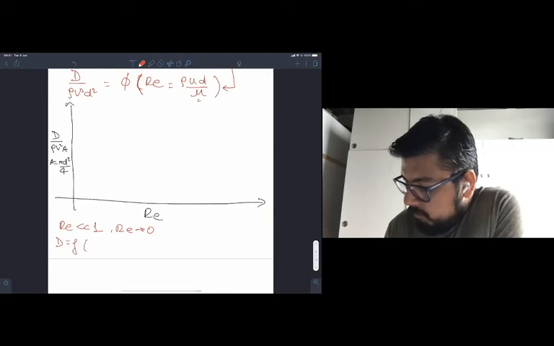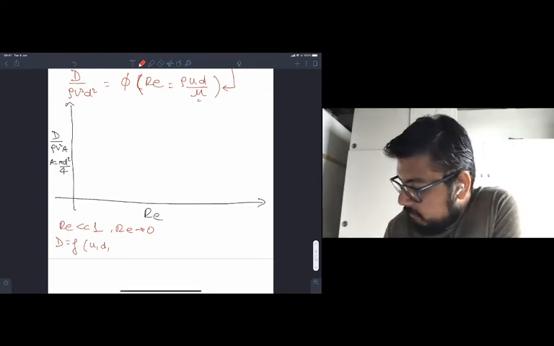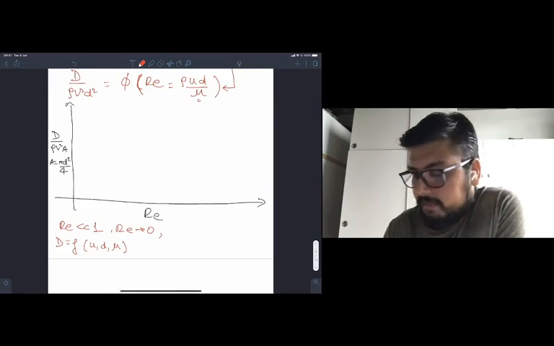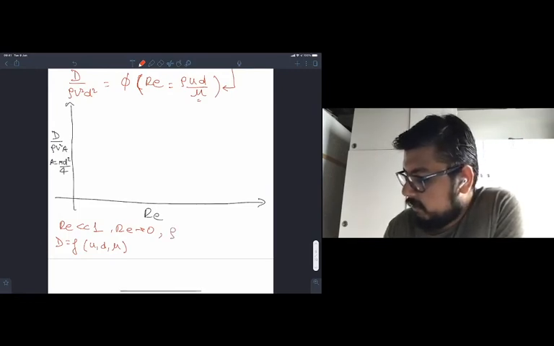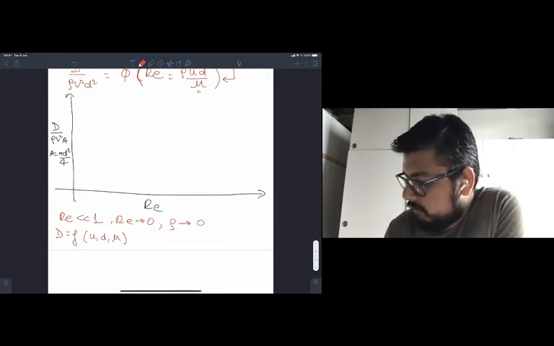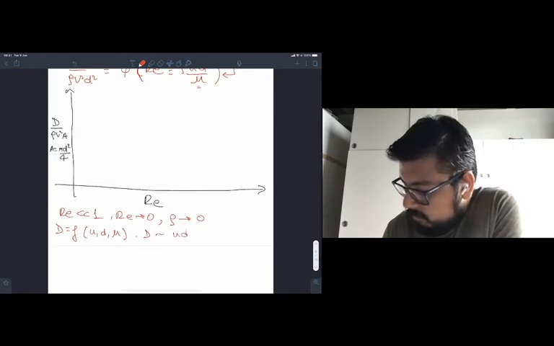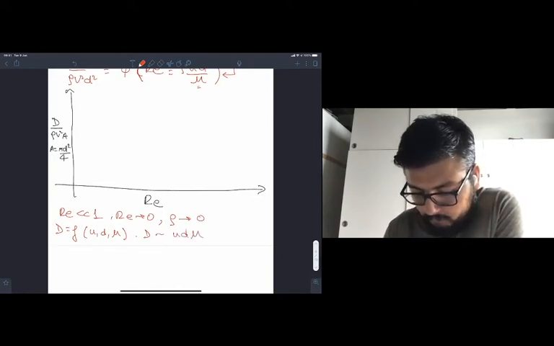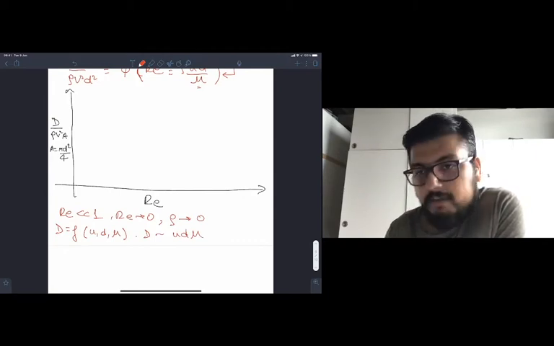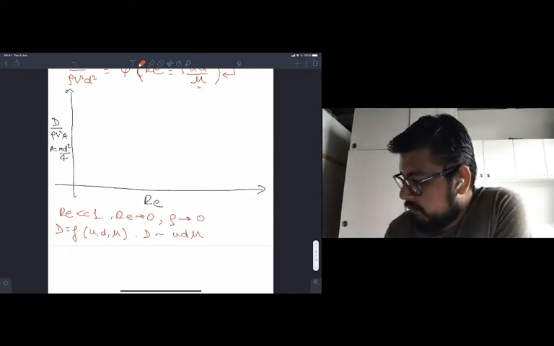which means that the drag will be a function of velocity, diameter, and viscosity. So another way of saying that Reynolds number goes to 0 is to say that the density of the liquid goes to 0. So in that limit, we find that this drag force is similar to u d mu. So if you compare the dimensions, you will find out that both have the dimension of Newton.